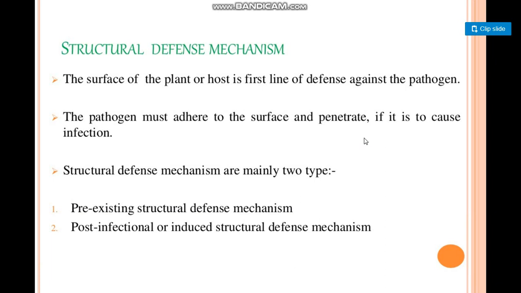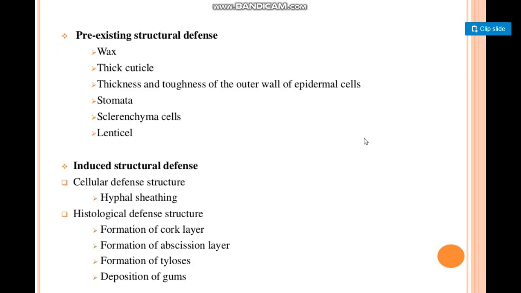So what is the structural defense mechanism? The pathogen must adhere to the surface and penetrate if it is to cause infection. This mechanism is mainly of two types: pre-existing and induced. Pre-existing examples are wax, thick cuticle, thickness and toughness of the outer wall of epidermal cells, stomata, sclerenchyma, and lenticels. Induced structural defense includes cellular defense mechanisms and histological defense mechanisms.